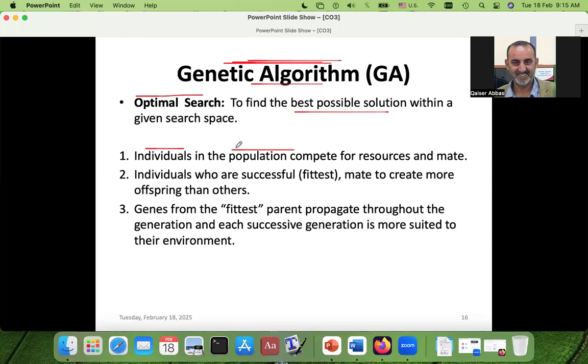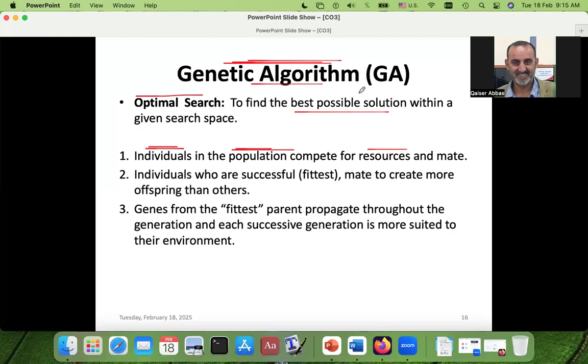And in this algorithm, when you have the population, and in this population you will have the individuals, those individuals will compete with each other. For what? For the resources which are available in the world. So this competing for resources is a kind of a search, okay? And we will explain later how they will compete. How they will compete is the strategy of this algorithm.